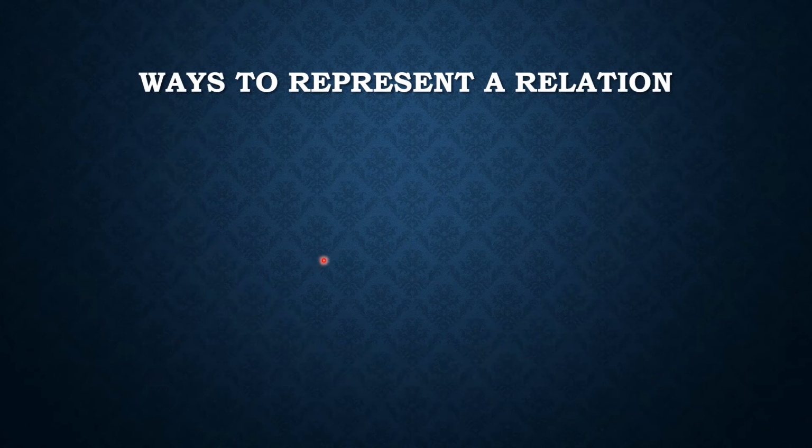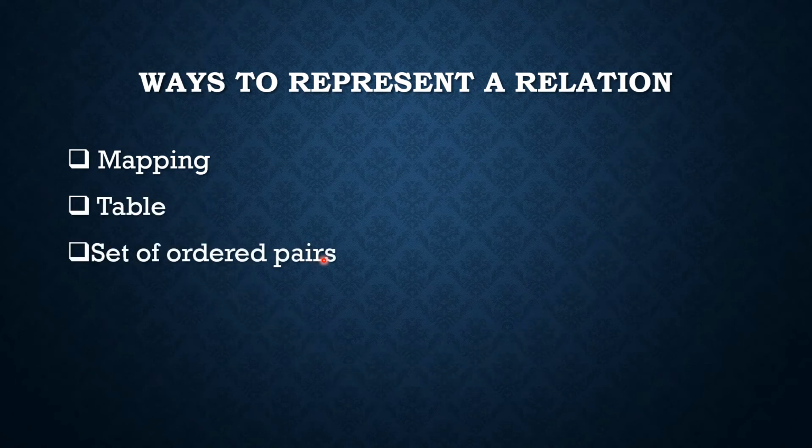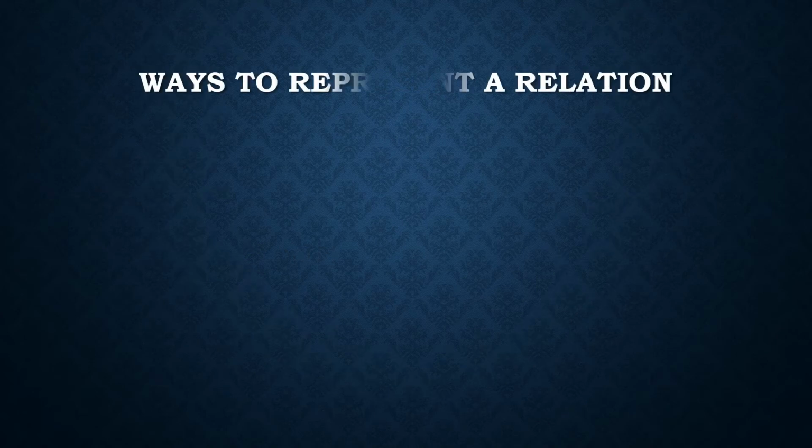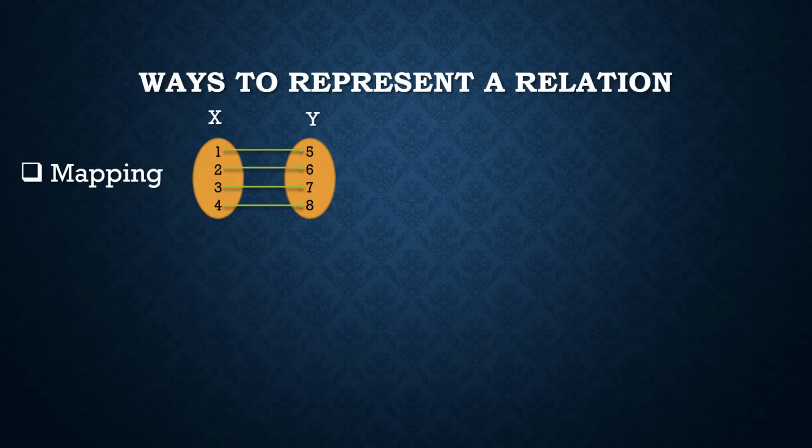So, there are different ways to represent a relation. So, isa-isahin natin. Meron tayong tinatawag na mapping, o pwede natin i-represent through a table, pwede rin namang set of ordered pairs, or pwede rin namang by graphing. So, by mapping, ito yung typical na example natin, no? So, nakamap yung mga elements ng isang set to another set. So, this is an example of a mapping diagram to represent a relation.